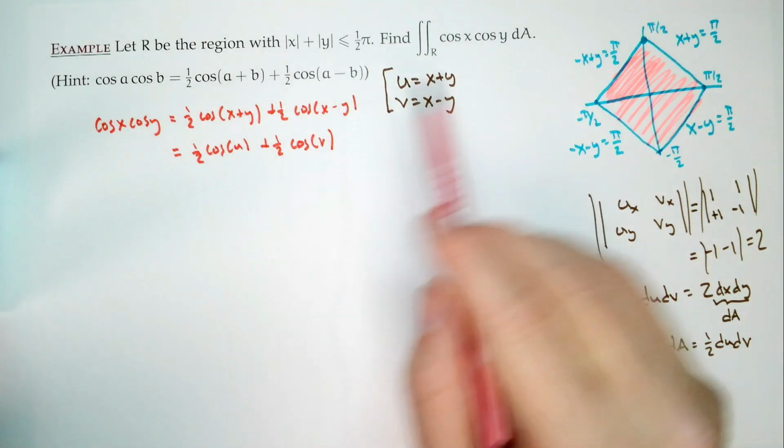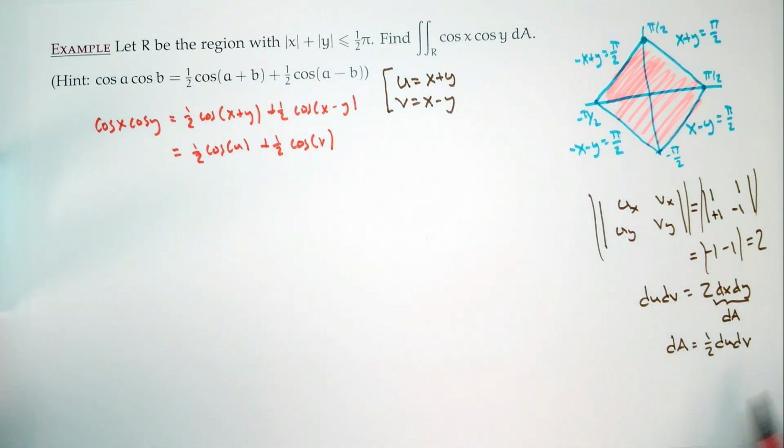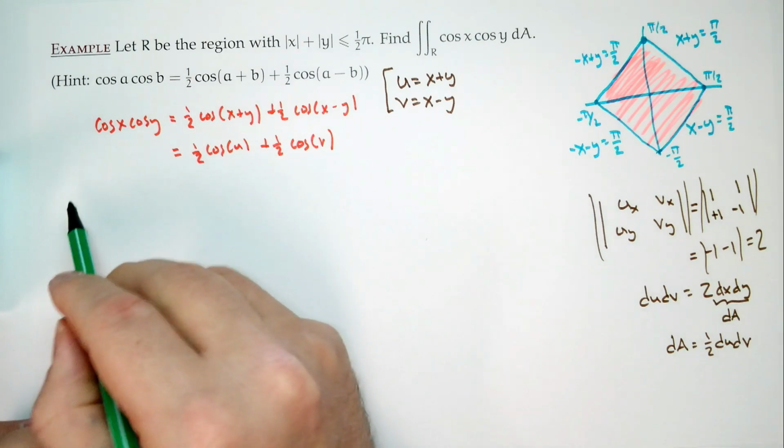We've written our function in terms of u and v. We've figured out how to change our area. Life is good. What's the other thing we need to figure out? Well, the other thing is our bounds. We've drawn our region here, so we just need to go through and figure out what our new updated bounds are going to be. So we go through and rewrite things.